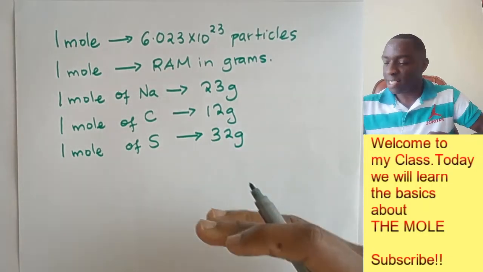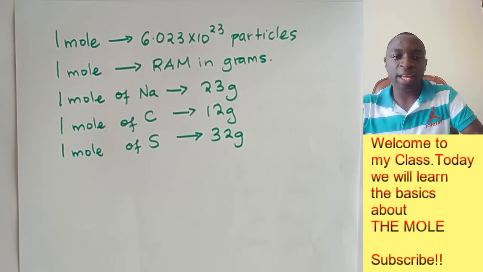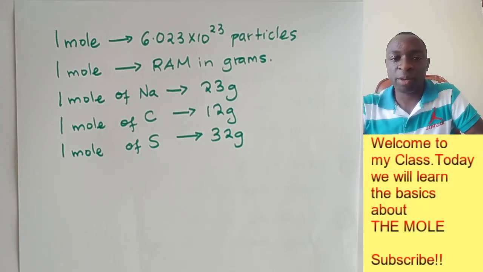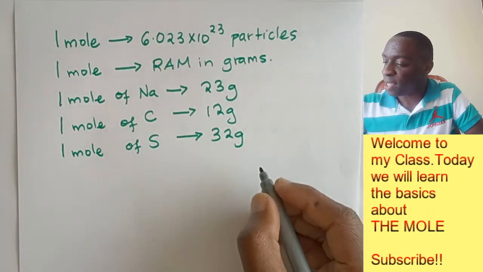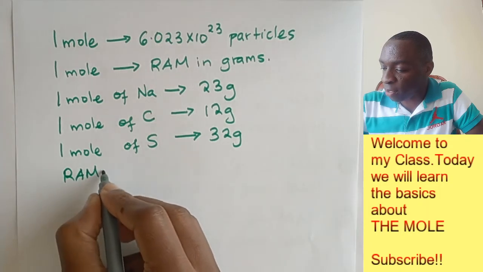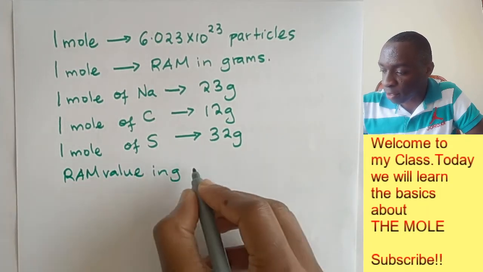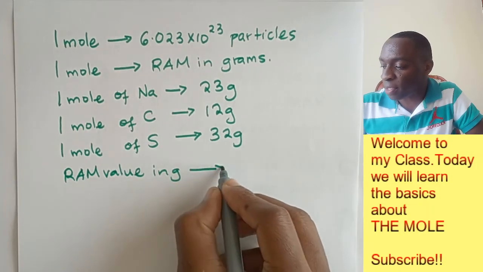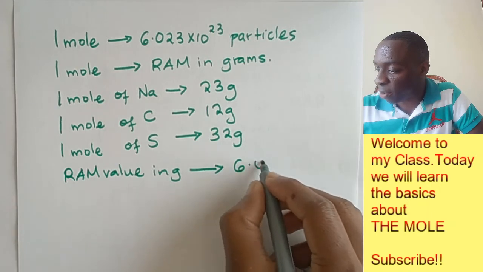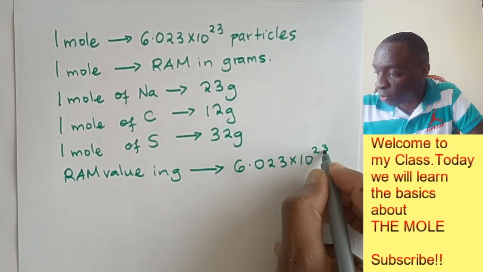So you can see now all these sentences bring out the relationship between the mole and the relative atomic mass. So that means that if I have the relative atomic mass value in grams of any substance, that will be equal to 6.023 times 10 to the power 23 particles.